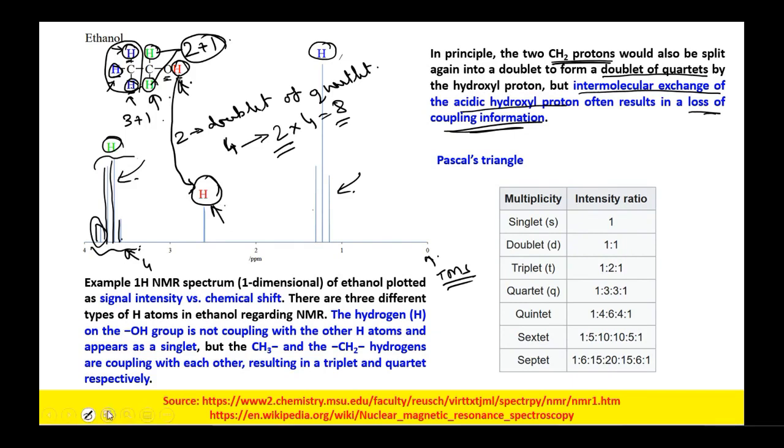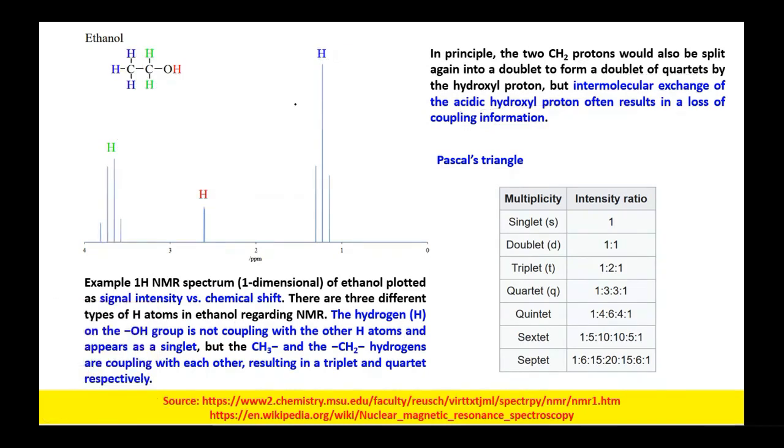Now coming to what the peak height should be. The peak height is given by Pascal's triangle, which gives the intensity ratio. For a singlet, if there is a single peak, the intensity ratio is 1. For a doublet, it would be 1:1. For a triplet, it would be 1:2:1. However, in practice, it will only be nearly this ratio.